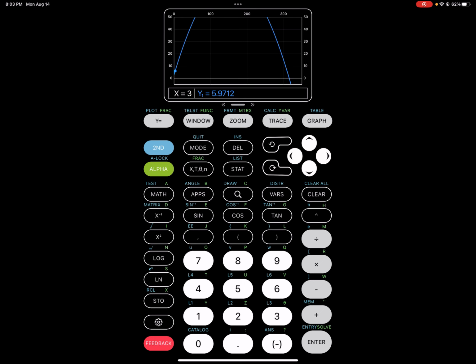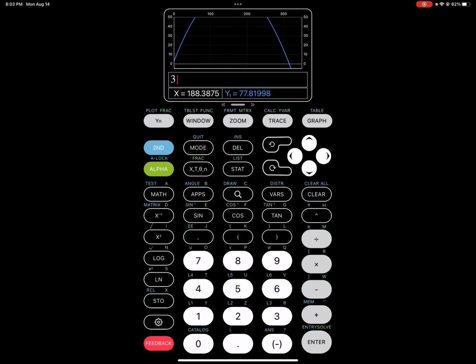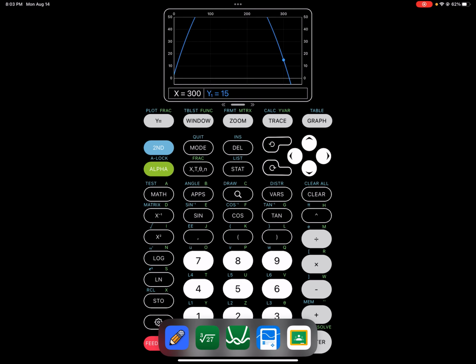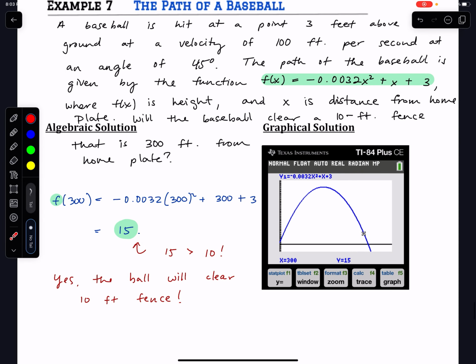So it kind of looks parabola-ish. But anyways, if you hit trace, and then we want to know what happens when it's 300, and hit enter, it gives us 15. So when x is 300, y is 15, so that gives us the answer to the question as well. So here it's a lot easier to see. And I'll show you guys how to do this in class, but if you do the trace button and then just type in 300, hit enter, it tells you y is 15. So this is where it's actually plotted on the graph. So 300, 15, the height is 15 when the ball is 300 feet away from home plate.